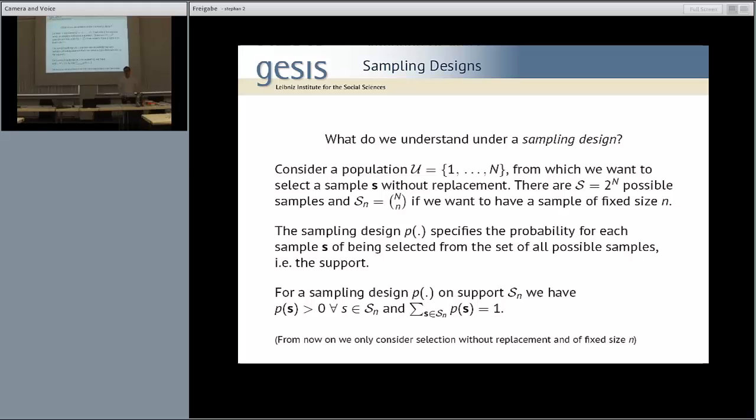So then, a sampling design is a multivariate probability distribution across the set of all possible samples, which is also called the support of the sampling design. Just an example here: a sampling design p on support S_n is positive, so the support includes all samples that can be selected. This is greater than zero for all s in the set of possible samples. And of course, if we sum over all possible samples in the support, we get one. So this is a probability distribution function. From now on, just assume that we're talking about sampling without replacement and a fixed size.